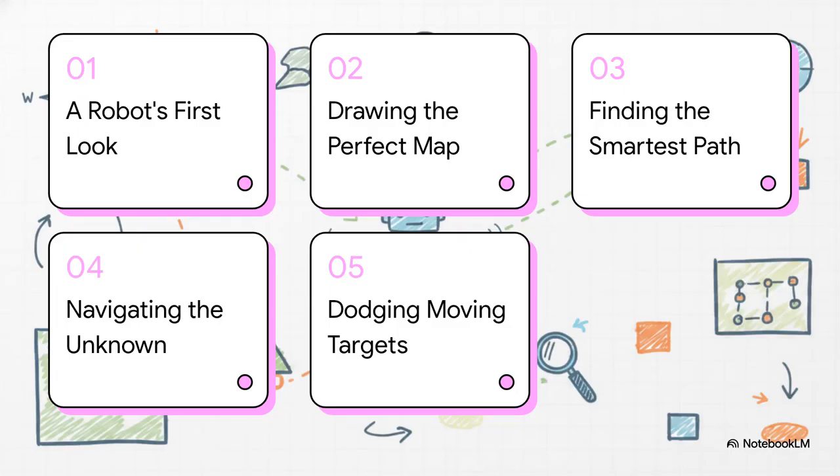We're going to follow a robot's whole learning process. First up, how it even sees the world in the first place. Then, how it takes what it sees and draws a useful map. After that, we'll see how it finds the absolute best route. And finally, the really tricky stuff: how it handles surprises, like new places or people walking in front of it.